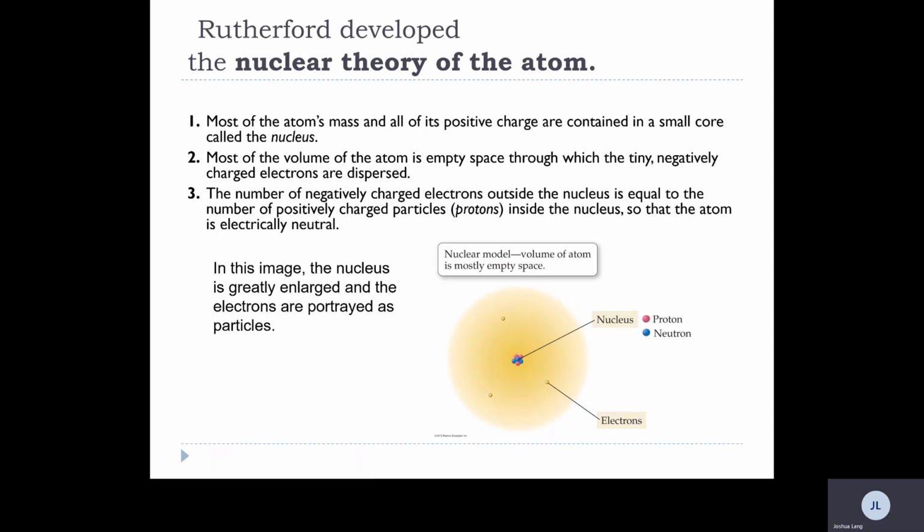And I said the simplest model you can think of is to think about it like a solar system, where the nucleus is the sun and the electrons are the planets that orbit around it. That's not really true, but it's a reasonable way to think about it at first, okay?